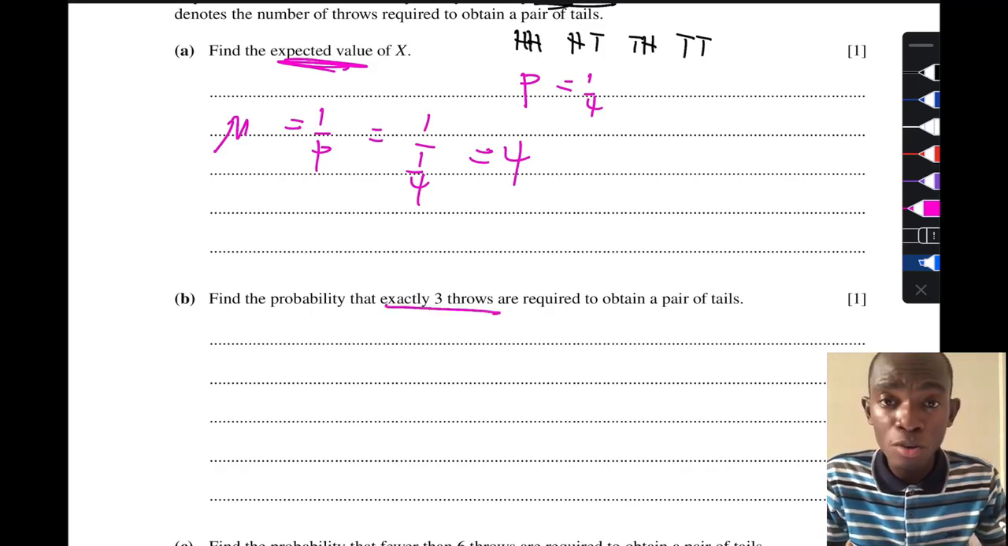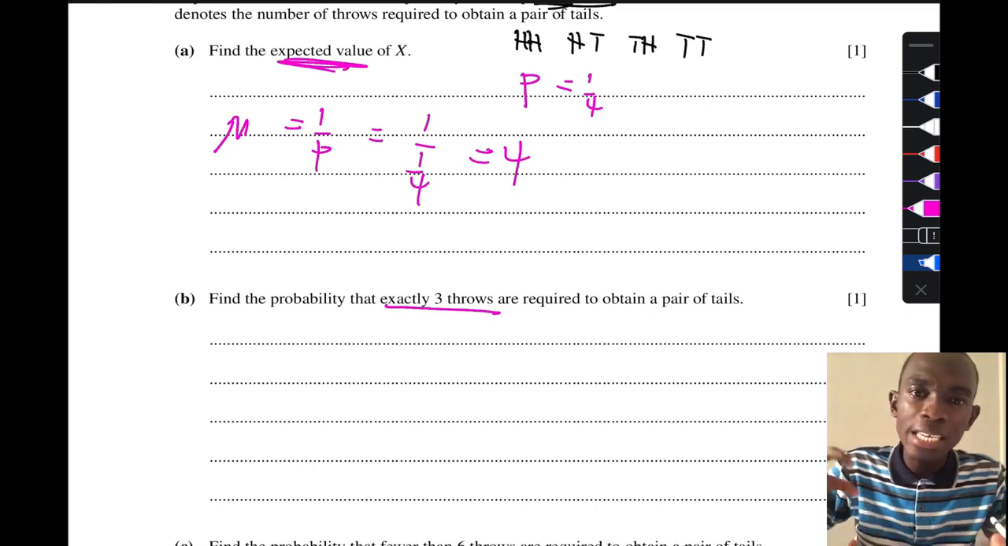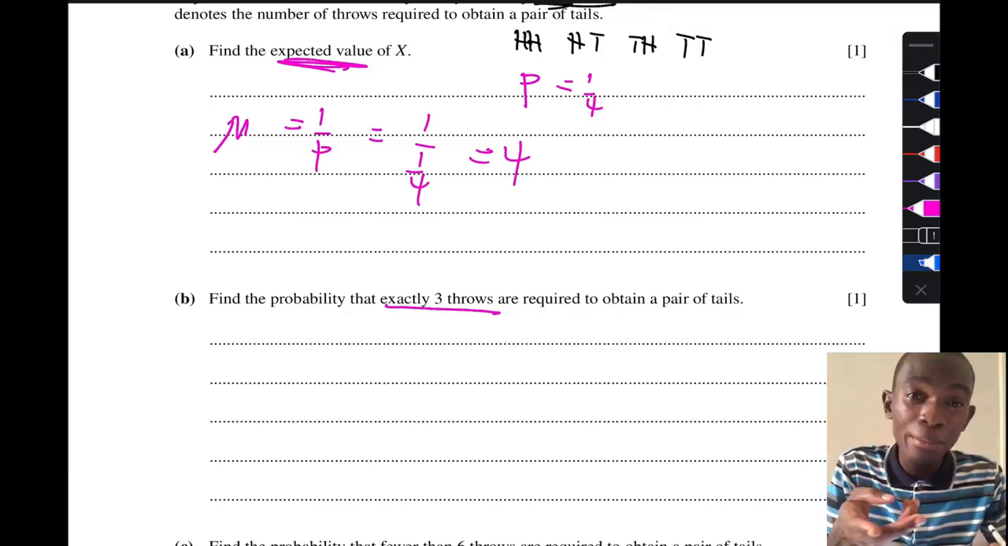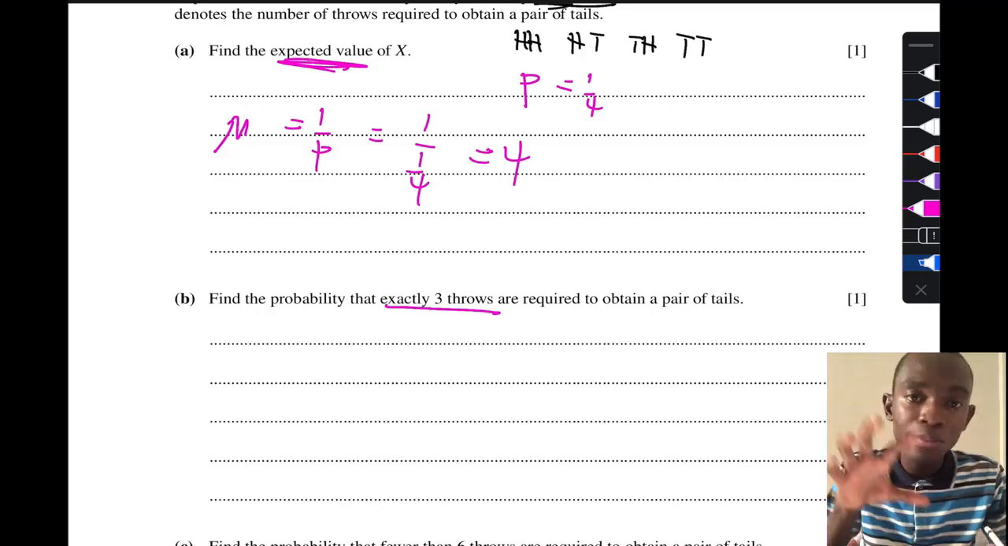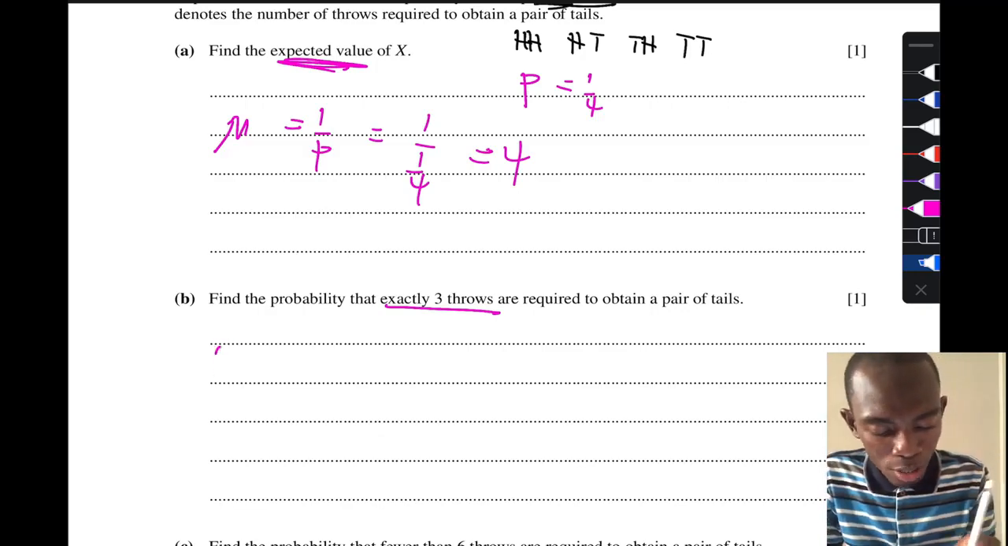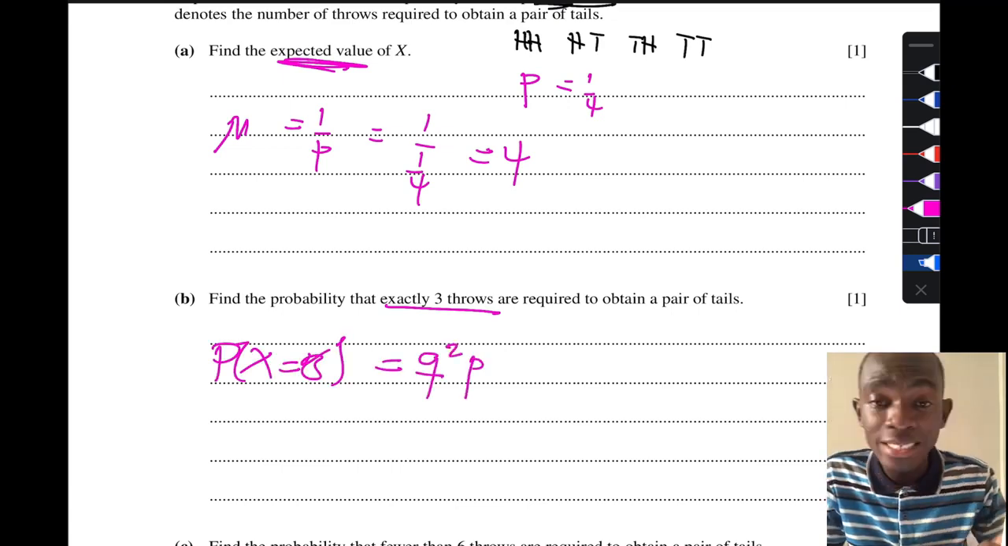Then it says find the probability that exactly 3 throws are required to get a pair of tails. That means you're getting it on the 3rd throw. The first time wasn't the case, the second wasn't the case, but exactly on the 3rd throw you got it. So P(X = 3) means I fail twice before I have a success.